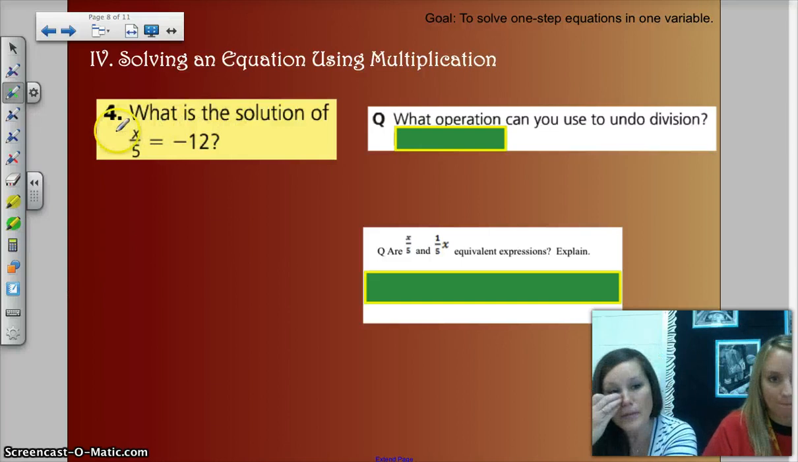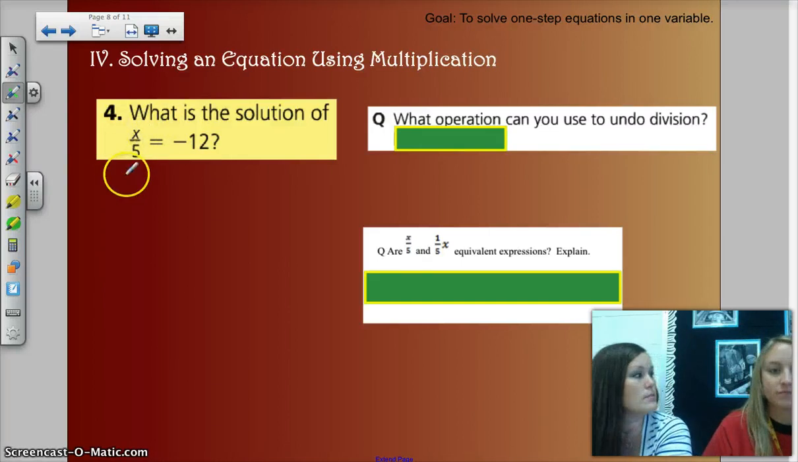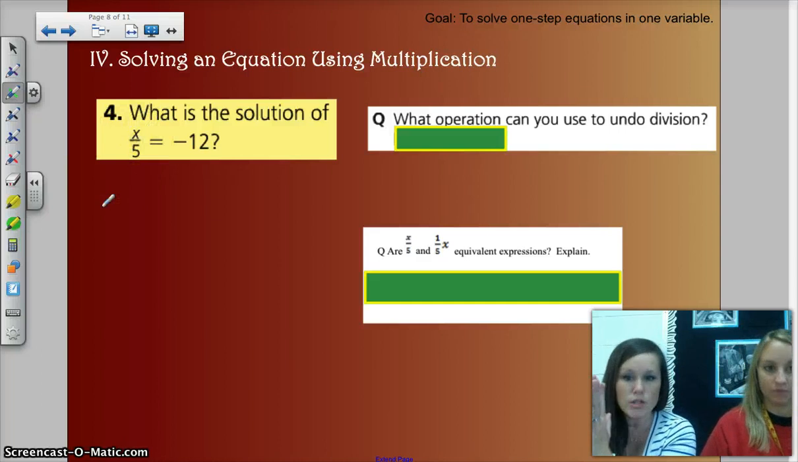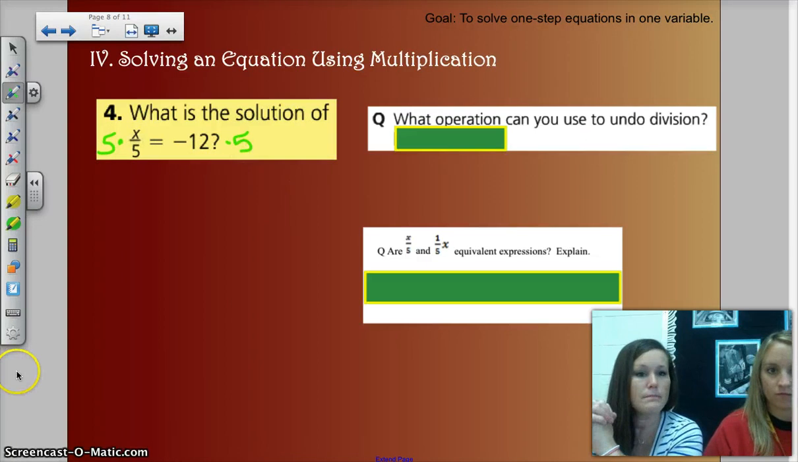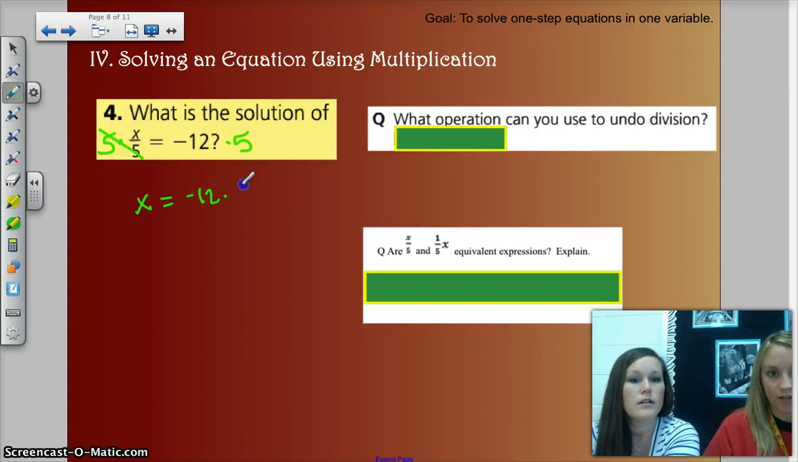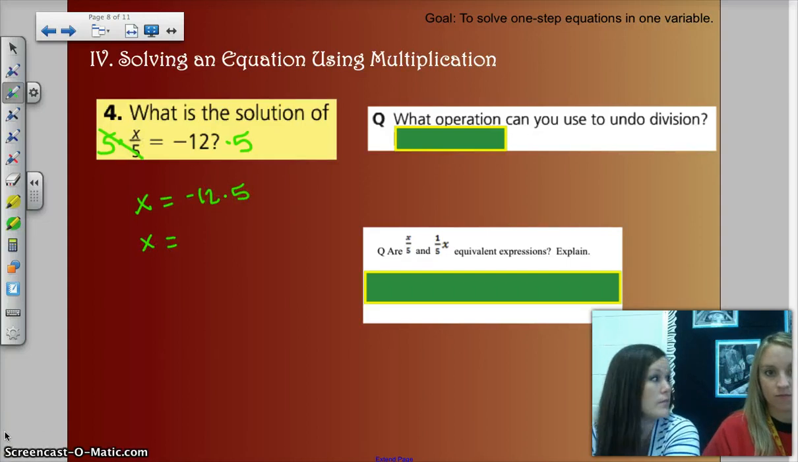Okay, so what's happening to the x right now is it's being divided by 5. So this is where we're going to multiply by 5. Is that good? Yep, and then those 5s cancel out diagonally and the x is left all by itself. So over here, again, you just have negative 12 times 5. I was going to say it's -5. Okay, negative 12 times 5 is what?